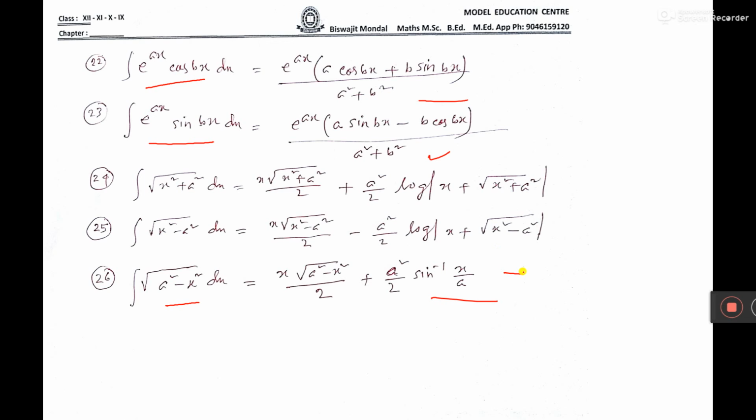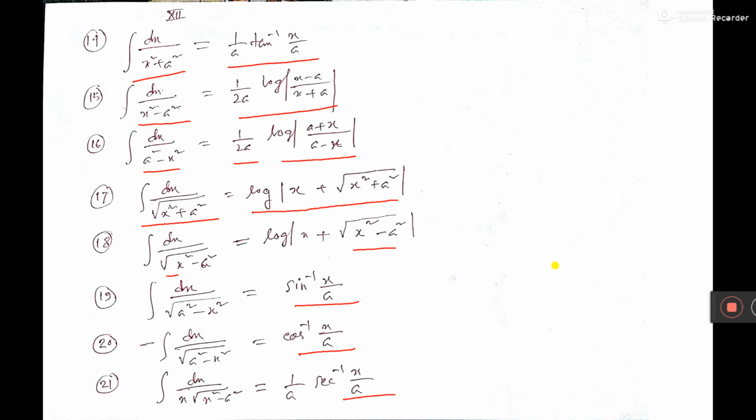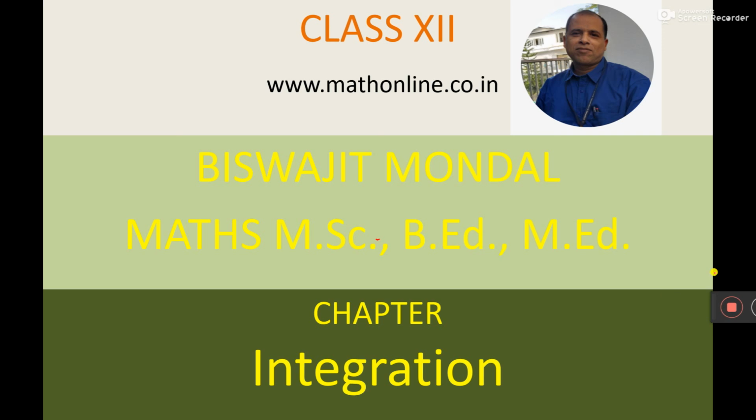Always you have to put c. Remember, not all places I have put the constant. So these all are the formulas of integration. You understand?